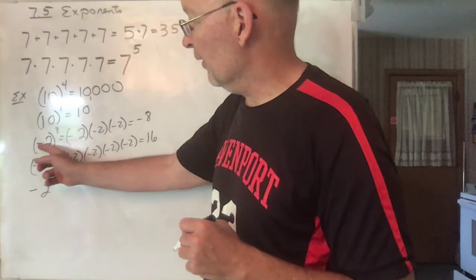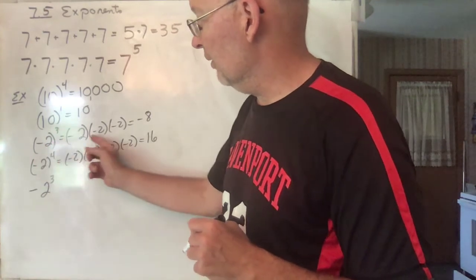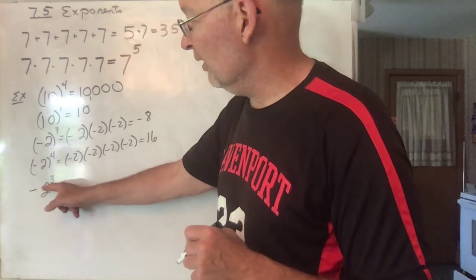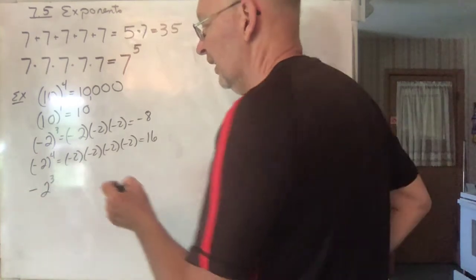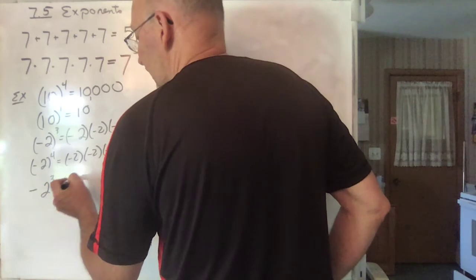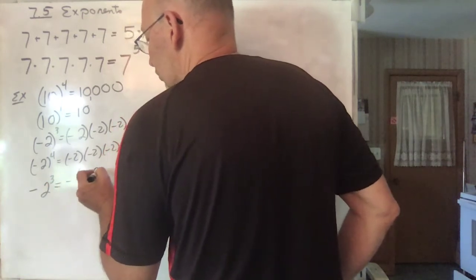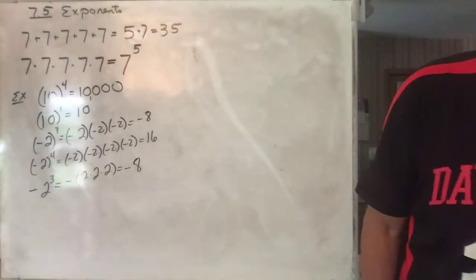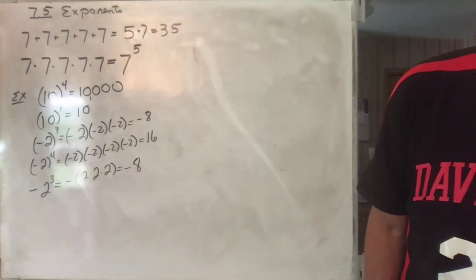And I think we already talked about this, but if you have negative 2 to the 3rd power, that's different from this. If you want to first take the negative and cube it, this is what you do. If you say negative 2 cubed, then everyone agrees that you first cube it and then you take the negative. So this is going to be the negative of 2 times 2 times 2, which is negative 8. Okay?